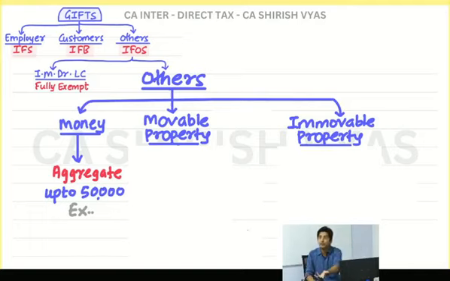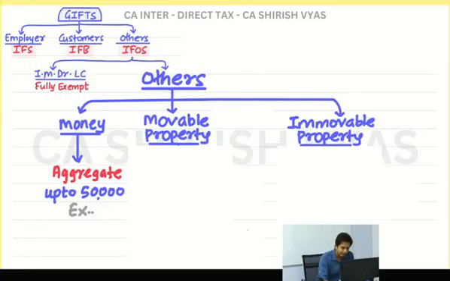In the question they do it like this only. They say, given from Mr. X 20,000, given from Mr. Y 40,000. Add. From X 20, from Y 40. So 20 plus 40 is 60, which is greater than 50. Fully taxable. So you have to aggregate.